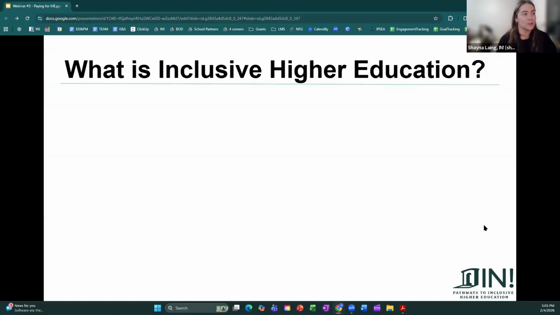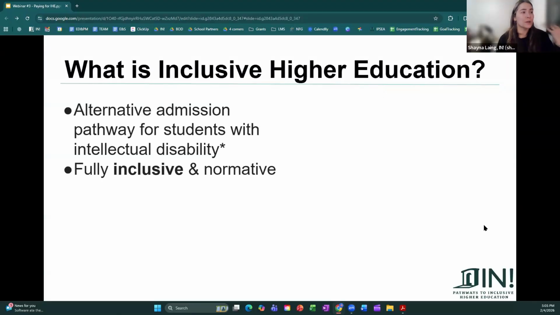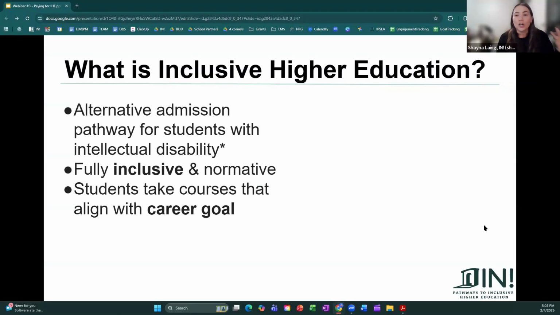So we're going to jump into what is inclusive higher education. So, inclusive higher ed is an alternative admission, so another pathway or another way for students with intellectual disabilities to be enrolled in a college campus.